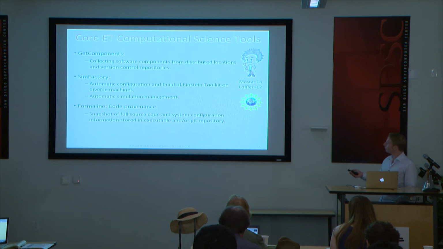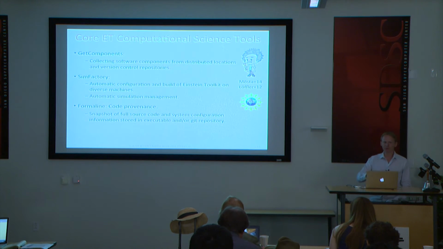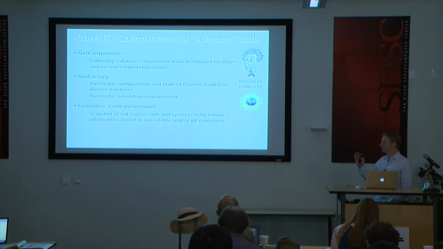And something that's really cool is what we call Formaline, and that's a code provenance tool in computational science parlance. Basically, it takes a snapshot of the full code that you use to build your executable and embeds that code into the executable. So whenever you run it, it will write out a full tarball of your source code into your output directory. So if in 2 years from now you pull that from tape and you don't know what code produced that, you actually have the code with the data. And that has saved my behind a few times, I have to say, over the past decade.